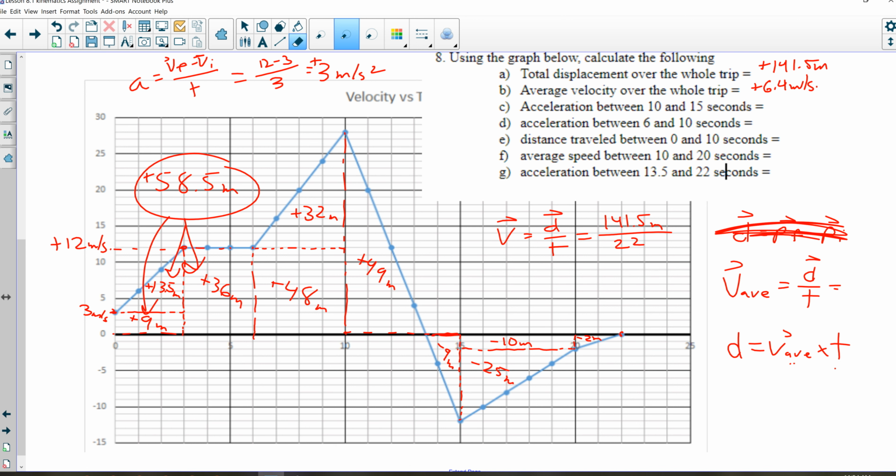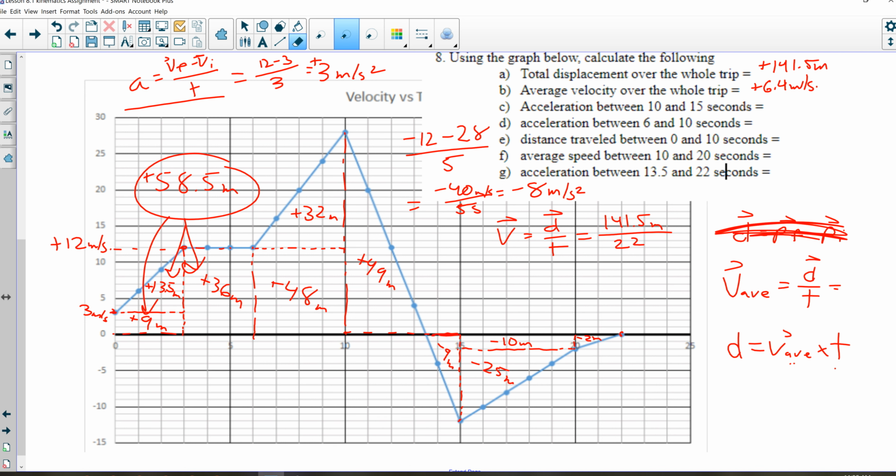Okay. All right, acceleration between 10 and 15 seconds. If I'm going to calculate acceleration, that's this formula here. At 15 seconds, the final velocity is -12. So we'll have -12 minus our initial velocity, 28, and that's going to be over 5 seconds. So that's going to be -40 meters per second divided by 5 seconds. That's going to be -8 meters per second squared, for our acceleration during that period of time.